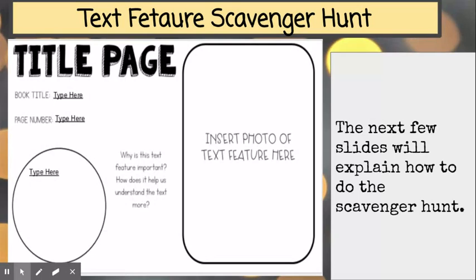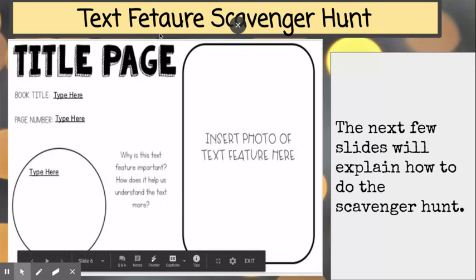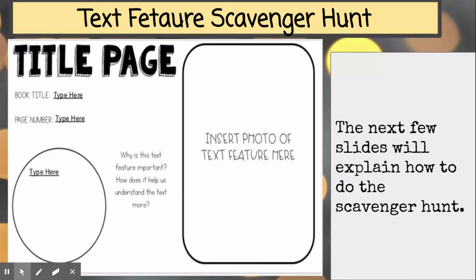All right, and then you're going to do the text feature scavenger hunt today. Text feature is spelled wrong; I just realized that, so I will change it before you actually get the slide. The next few slides will explain how to do the scavenger hunt, but basically, you're going to either open your science textbook, because that's a nonfiction textbook, or I have an example magazine for you to open, and you're going to have to find some of these text features within those.